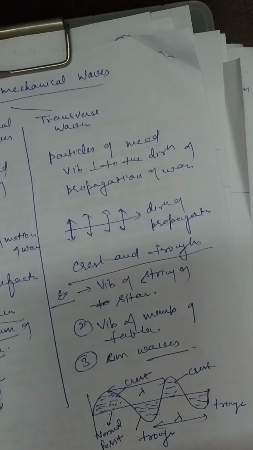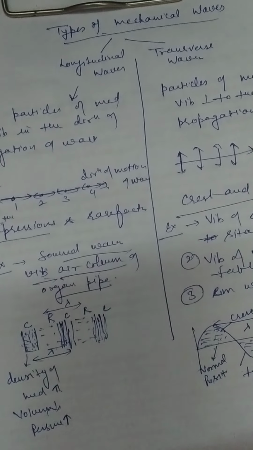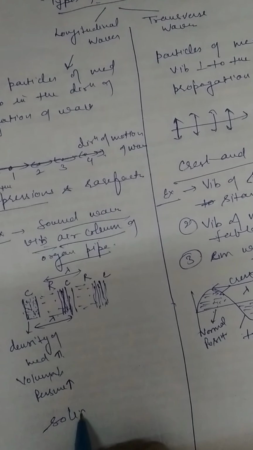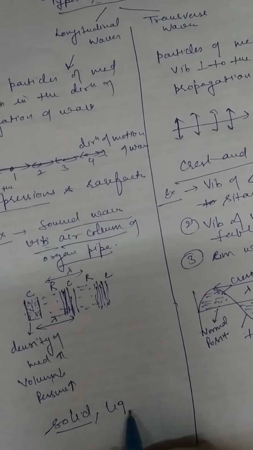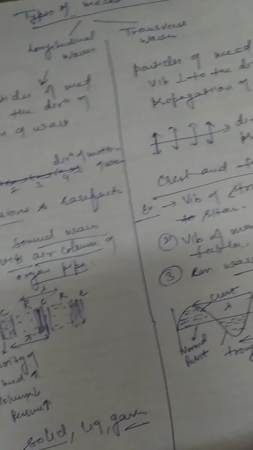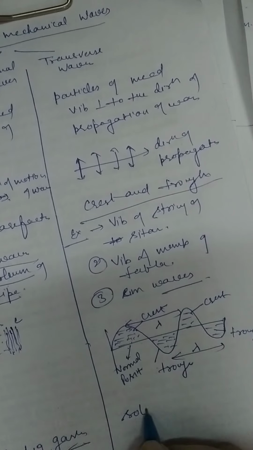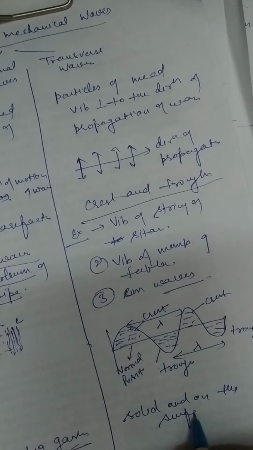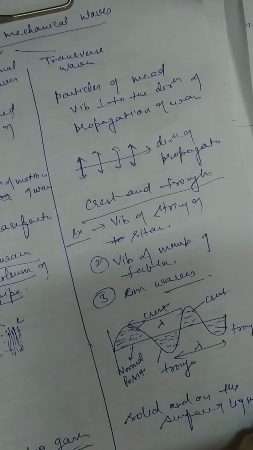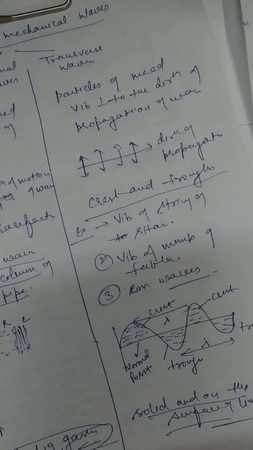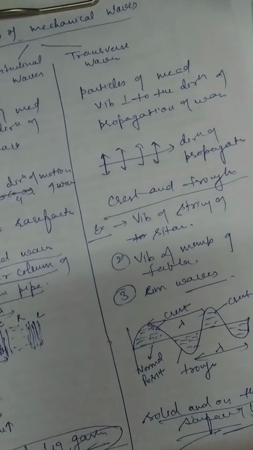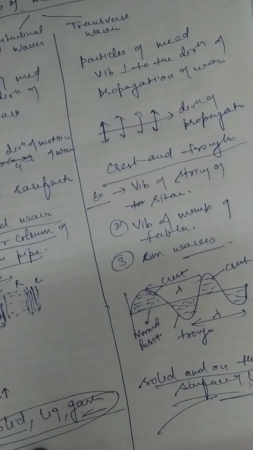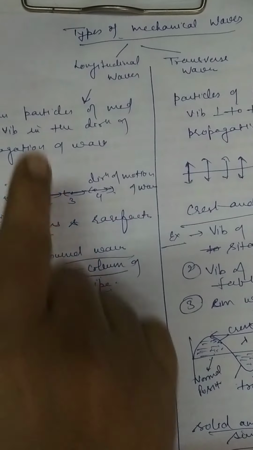Now the next thing is, longitudinal waves pass through solids, liquids and gases. Through all the states of matter they can pass. Longitudinal waves can pass through solid, liquid as well as gases, whereas transverse waves pass only through solids and on the surface of liquid. So a question can be asked, which wave can pass through all the states of matter? That is longitudinal waves.